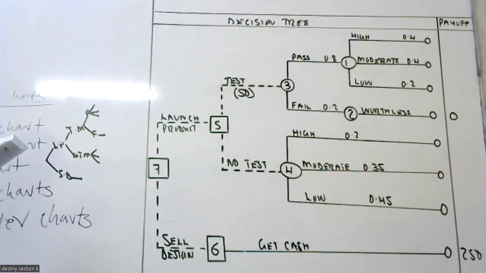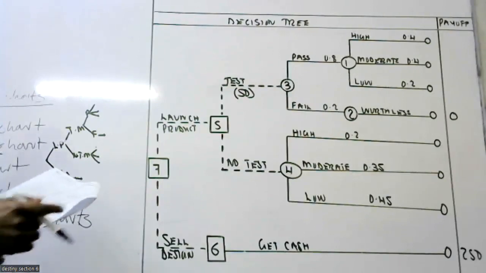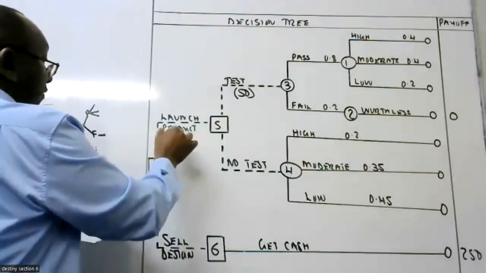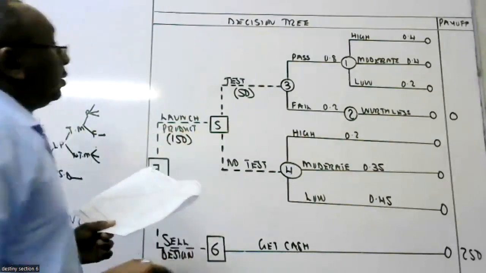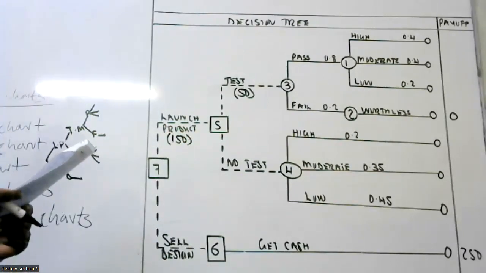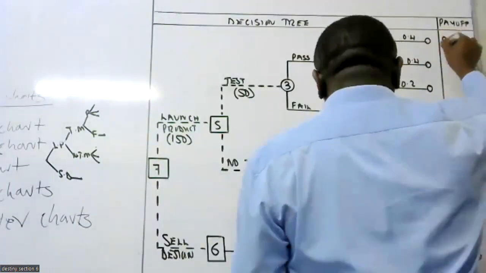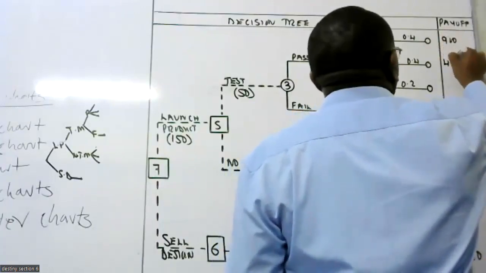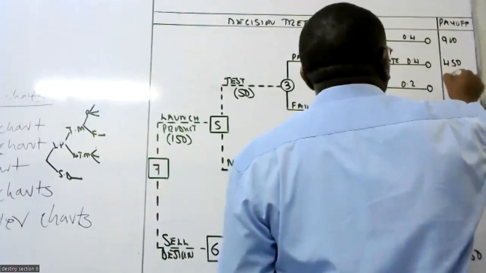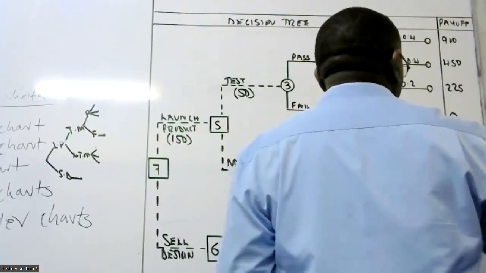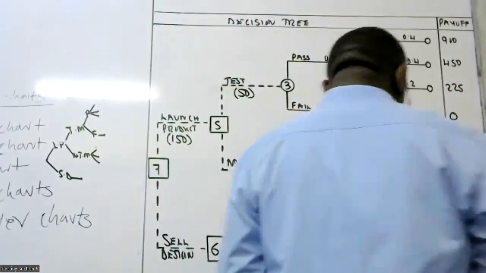Then we are told that launching the product will cost 150 million. So when you launch, so here 150 million. And the estimated profits are, for the high success, 900 here. For the moderate is 450. For the low is 225. So the same case here, 900, 450, and 225.